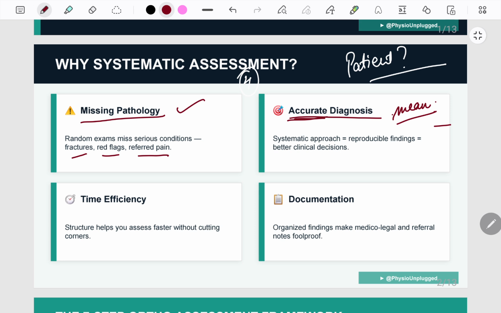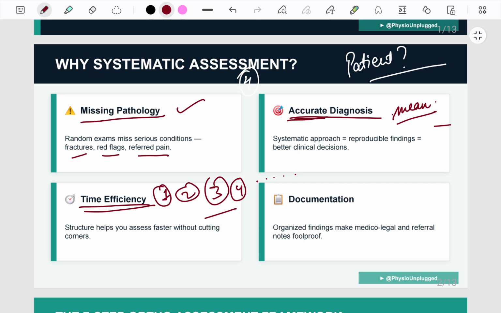Now, third, it saves you time. When you know what comes next, like if I know step 1, 2, 3, 4, and so on of my assessment or examination, it will save me time to think and stand and just be like, oh, what should I do next? So if we have a proper structured assessment plan, we save our time and do the execution properly.